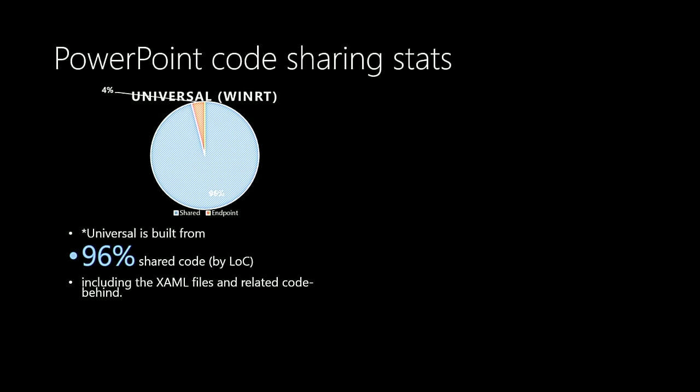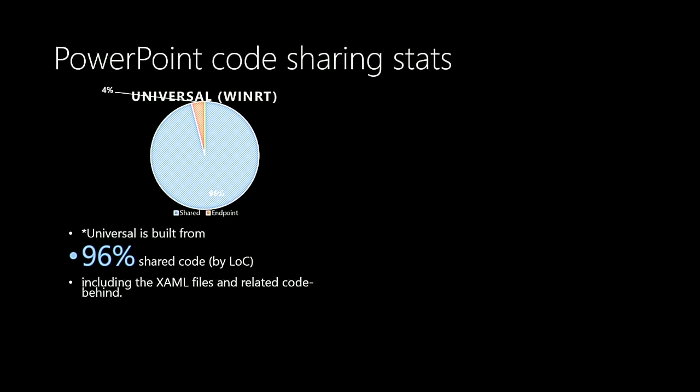So I think that the easiest way to talk about how successful we were with our approach is to look at the code sharing statistics. Those slides are actually from the PowerPoint architectural review 2 weeks ago. If you look at the WinRT version of the application, 96% of the code is shared code. So it's lines of code that are identical lines compiled for WinRT, Android, Win32. So only 4% are unique.